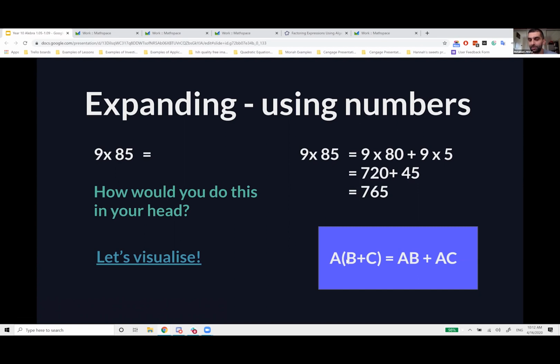A outside of B plus C is you multiply the A by the B. Let me annotate. I'm sure you've seen this annotation before. And you just do the A times the B and then the A times the C. So you get AB plus AC. And that's exactly what you've done here. You've made the 85, 80 plus 5. And then you've got 9 times 80 and 9 times 5. So that's really all algebra is. Whatever you're doing with numbers, you can do with letters. All right, I'm going to clear my drawings.